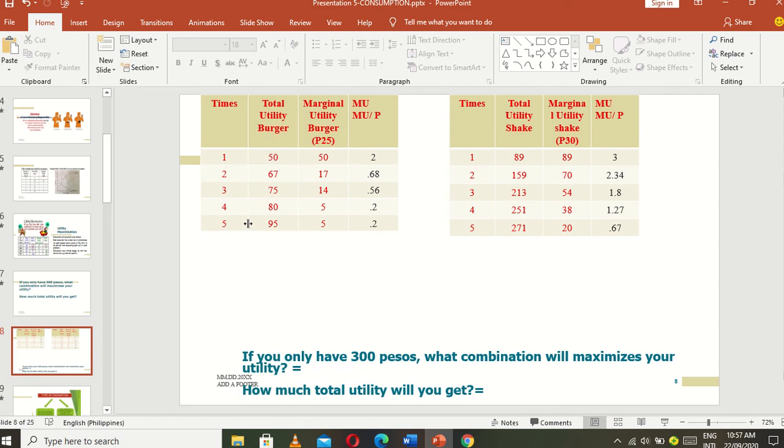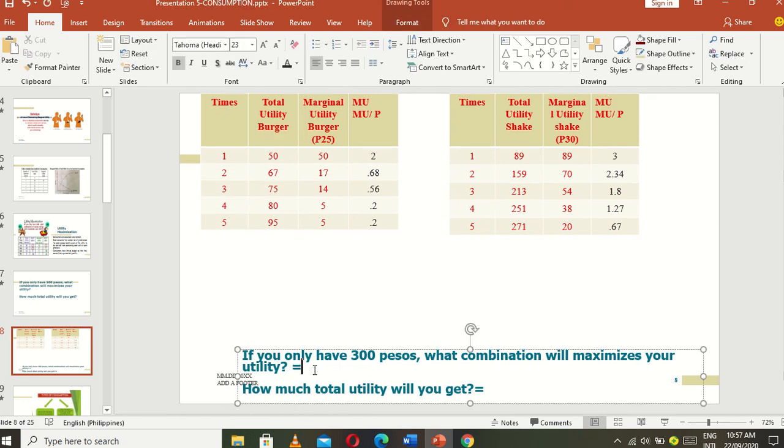Now, 275 is lower compared to 300. We can still buy another burger, but it's not available already kasi hanggang 5 lang tayo. So what will we do here? We're going to state that we can consume 5 burgers together with 5 shakes. So that's the consumption of your 300 pesos. But if the given is 1 to 7, that's not a problem. If the given is 1 to 8, that's not a problem.